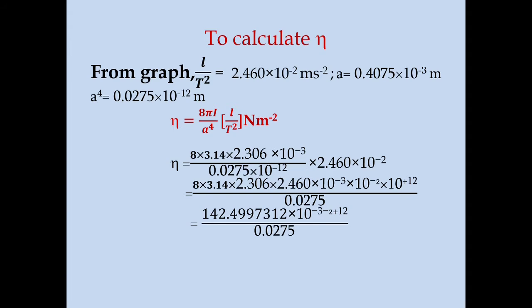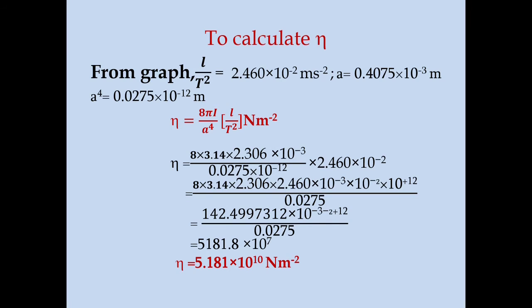Then multiply all the numbers, we get 142.4997312, and add up all the powers, we get 10 power minus 3 minus 2 plus 12. The whole thing is divided by 0.0275. When we divide, we get 5181.8 into 10 power 7, since minus 5 plus 12 gives 10 power 7. Then taking the powers outside, we get 5.181 into 10 power 10 Newton per meter square.